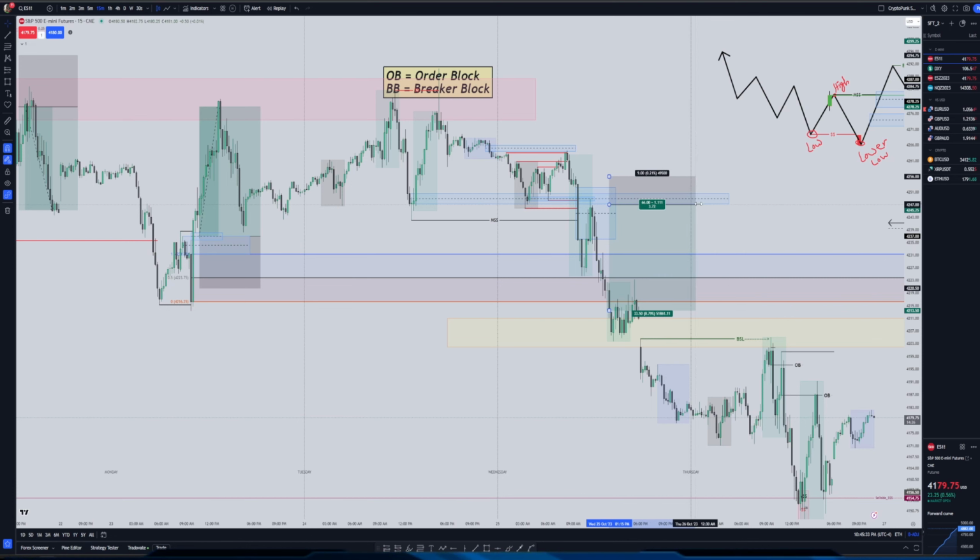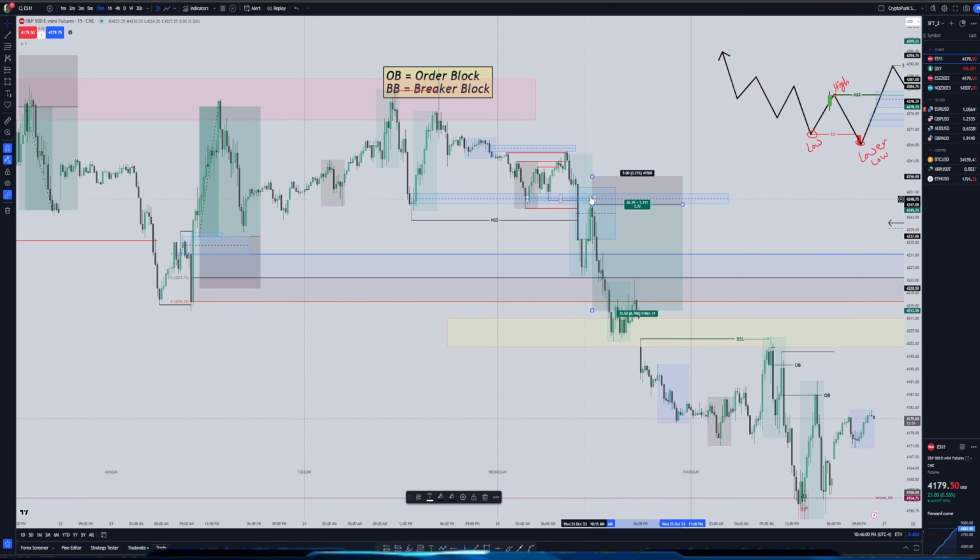Okay, so yeah, I hope the breaker block concept is clear to you. And see, whatever example I gave you, wherever I showed you the breaker block, there is a fair value gap with that. And what I said about the fair value gap: with order block, if there is a fair value, that's a high probability. With breaker block, if there is a fair value aligning with that, that's a high probability.